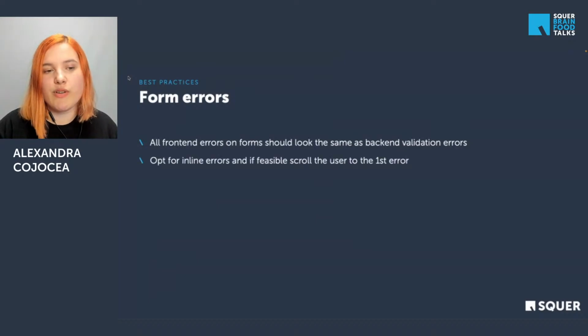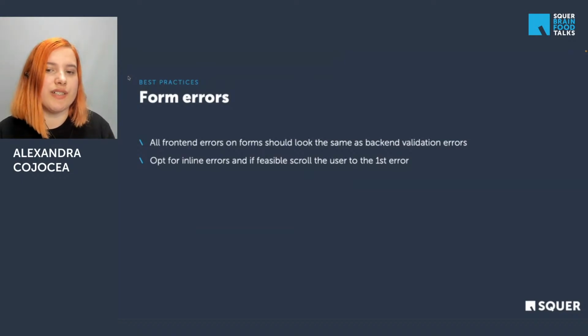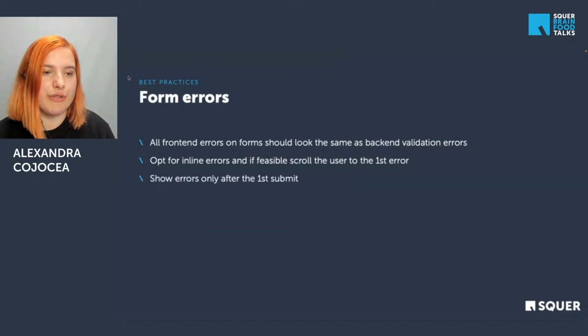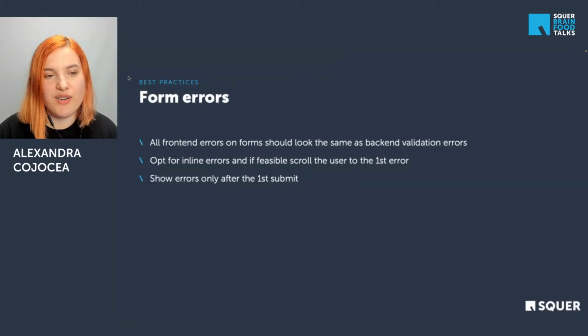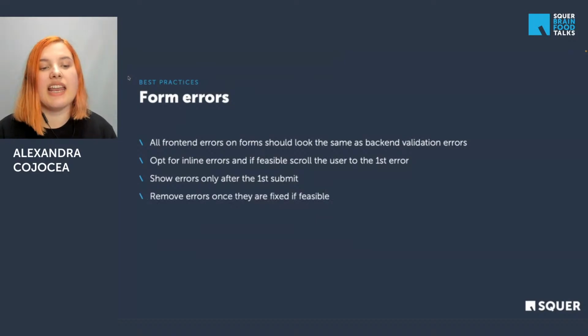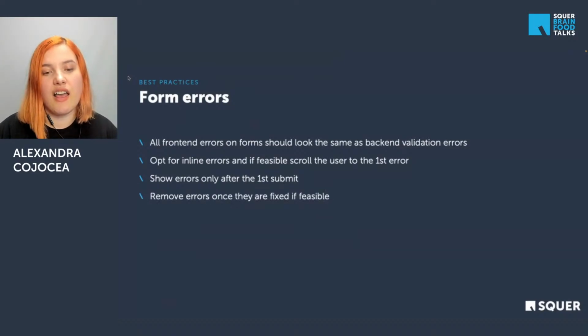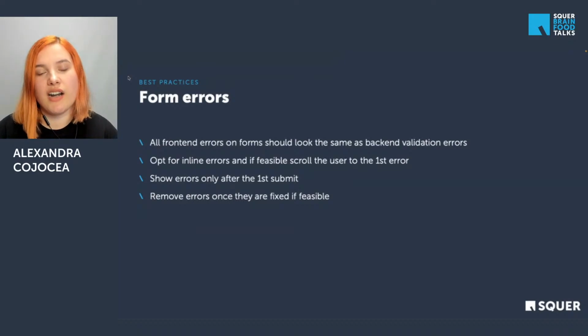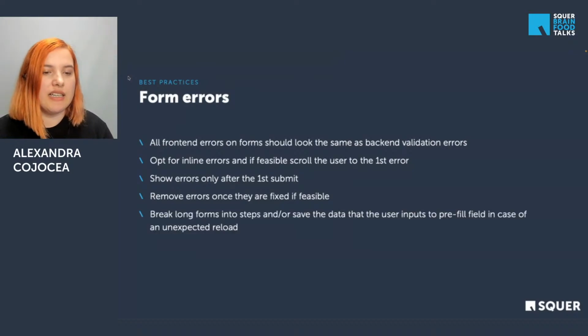And I would always opt for inline errors. And if it's possible, scroll to the first error, especially if you have a longer form. If you cannot show the errors as the person is typing in, definitely show them after the first submit. And after they fix their error, remove the error again, either as they type or when they submit again.